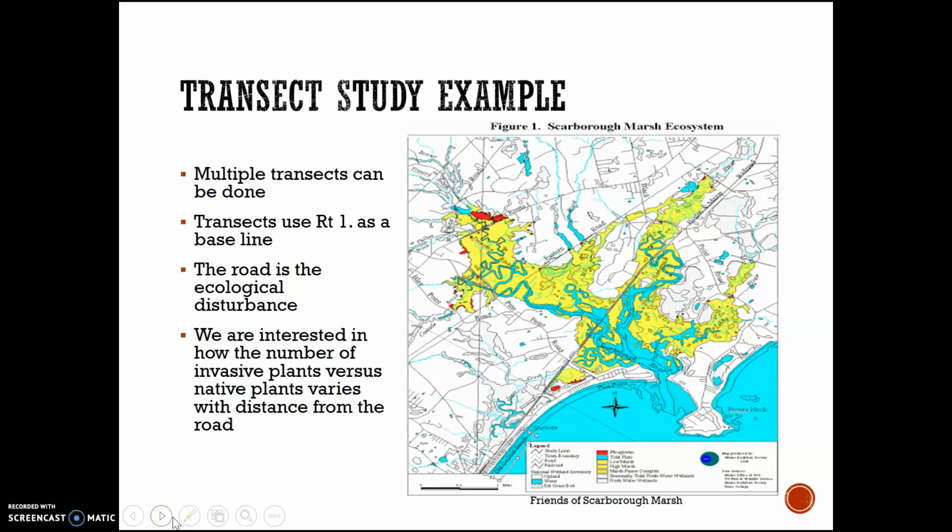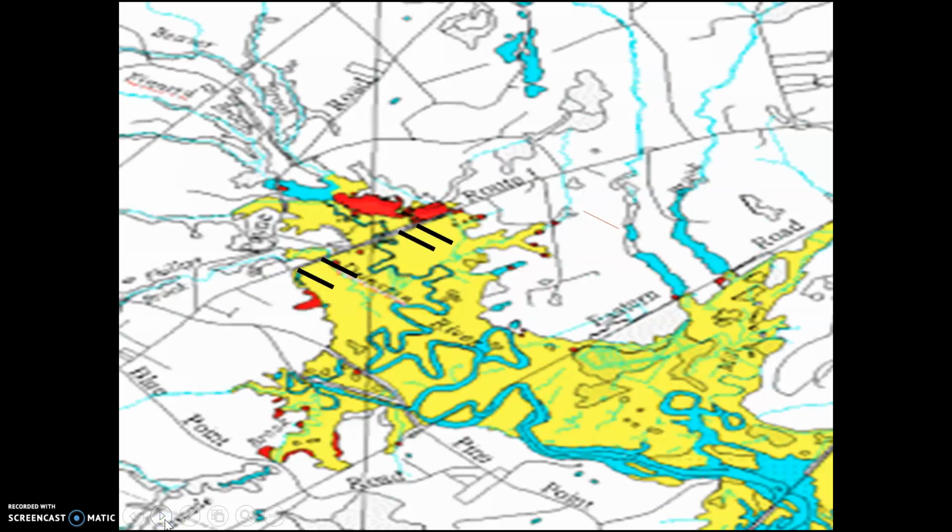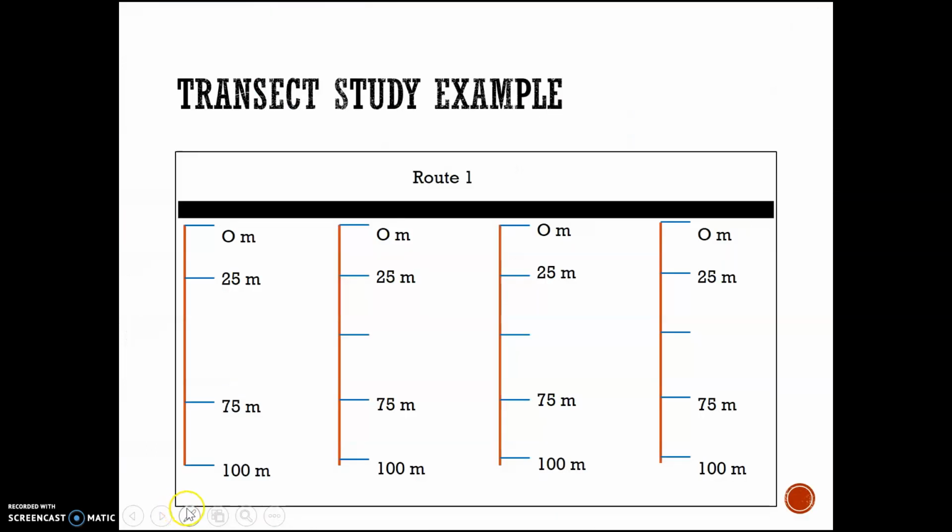So Route 1 is going to be our baseline. We're considering the road our ecological disturbance, right? Because it had to be filled in to be able to be built there. And so we're interested in the number of invasive plants versus native plants, how that varies with the distance from the road. So we go in, we set up 4 different 100-meter transects.